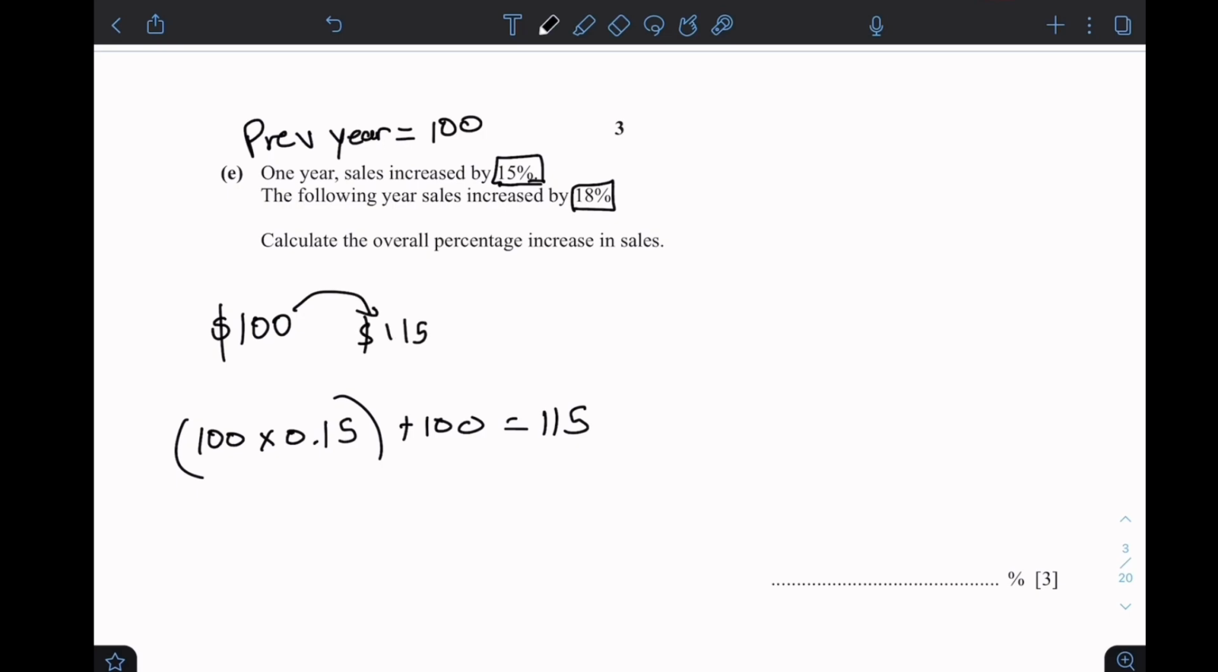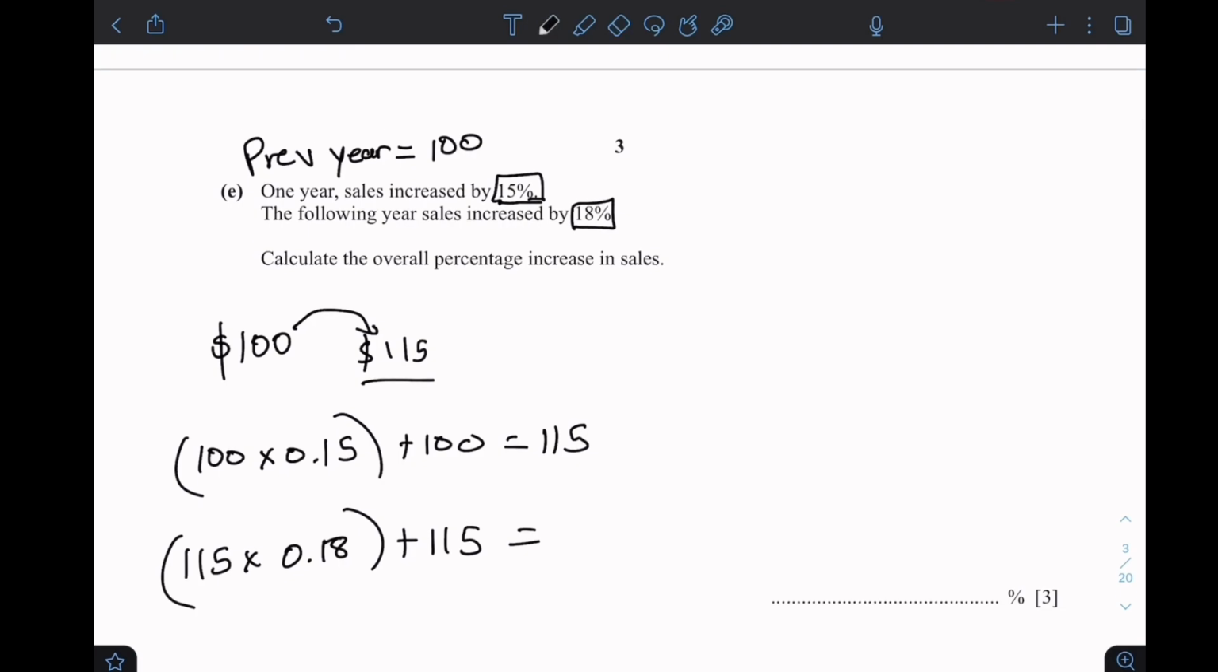And now from $115, that is increased by 18%. So you do 115 times 0.18 plus 115, which is equal to, no, I'm sorry, never mind. This would be 135.7. Okay.